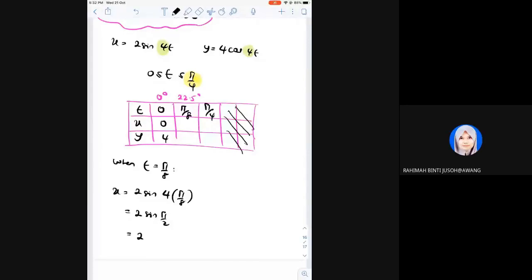But for y equals 4 cos 4 times pi over 8, we get 4 cos pi over 2. 4 divided by 8 is 2, right? So cos pi over 2 is 0. So 0 here. Like that. So if you substitute pi over 4 times 4, we get sin pi, which is 0. Cos pi is negative 1. So we get negative 4. So let's plot.